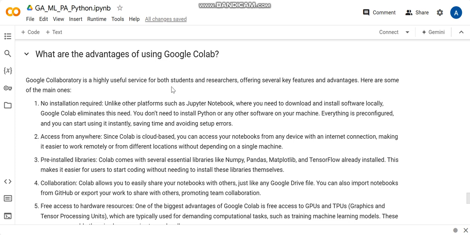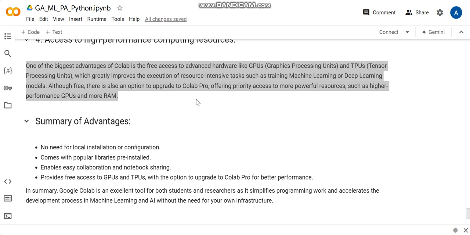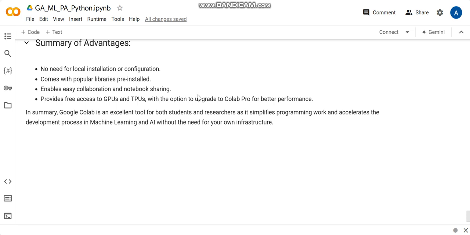This concludes our theory introduction. In the upcoming lessons, we will dive into practical applications using Python and Google Colab to solve real-world agriculture problems with machine learning.